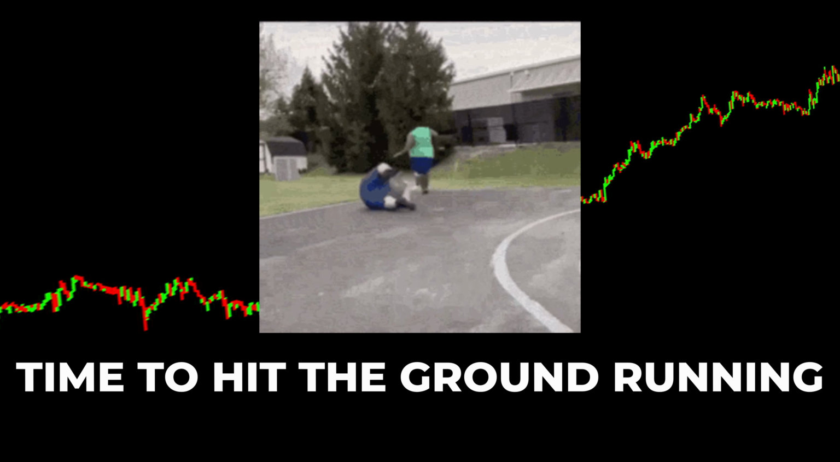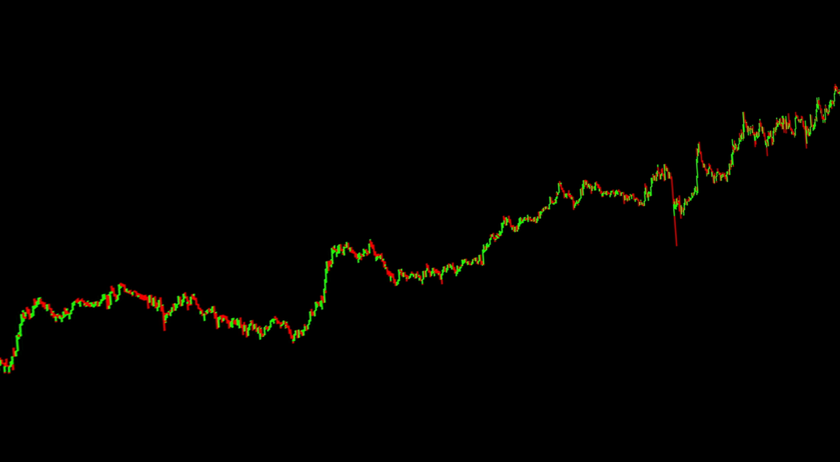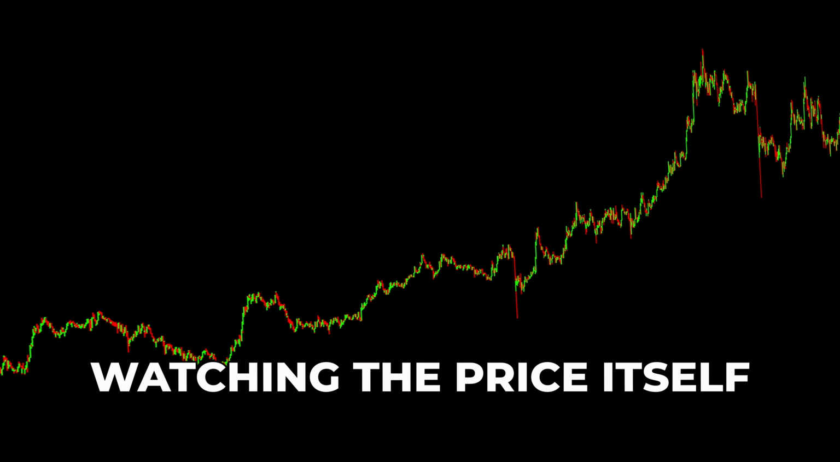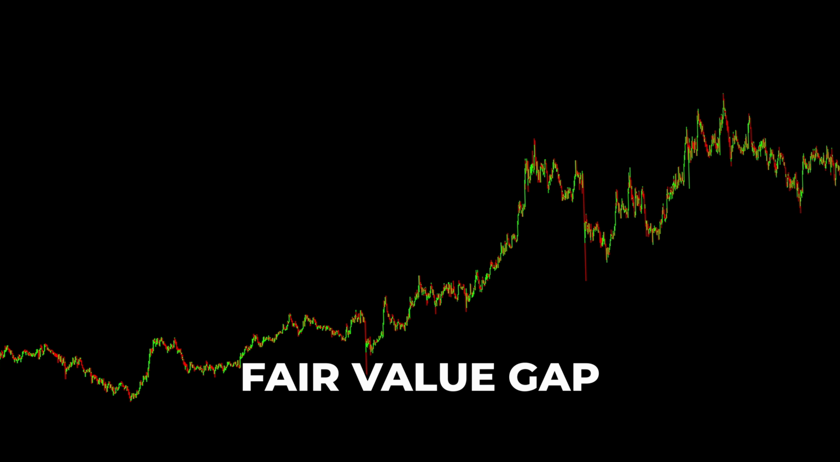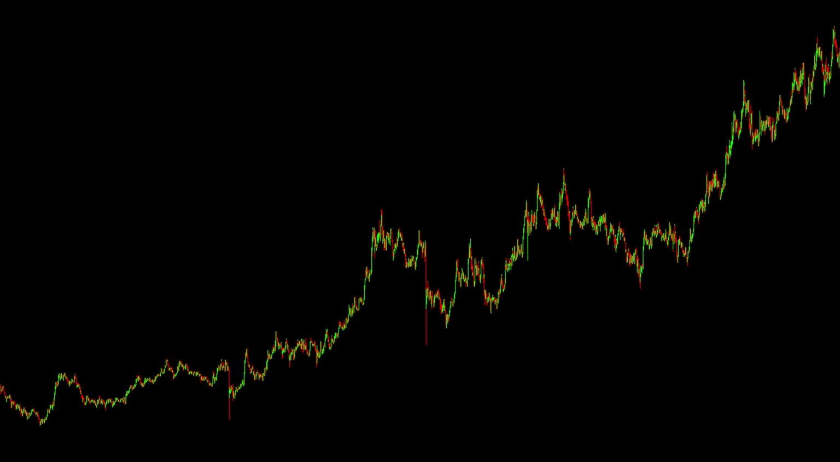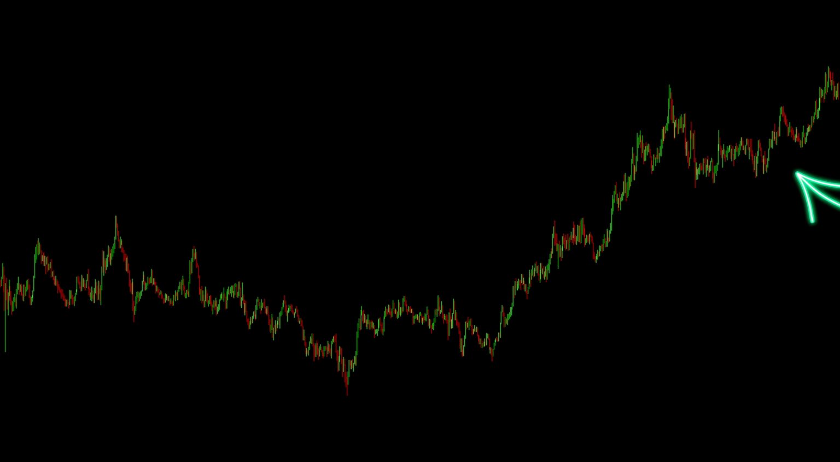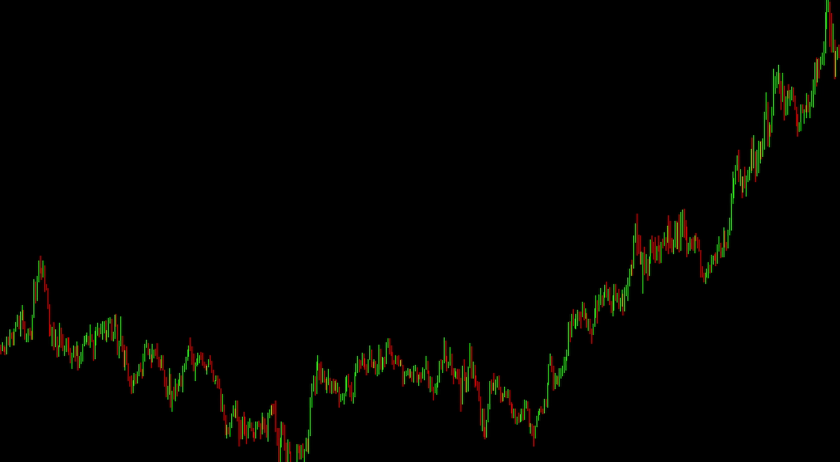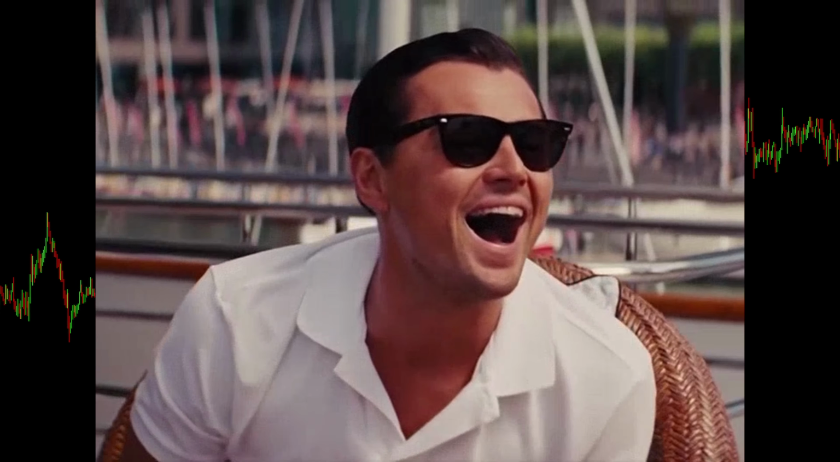Alright, time to hit the ground running. Today, I'm going to share a really cool way to trade, and it's all about watching the price itself. We're going to use something called the fair value gap. This method is pretty straightforward. You buy when the price seems too low and sell when the price seems too high. It's like catching a good deal when shopping and selling it when its value goes up.